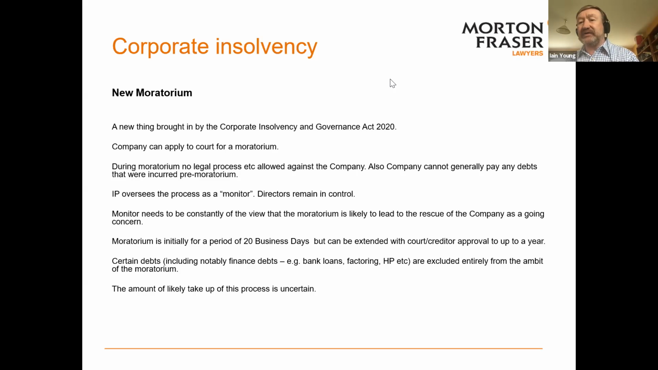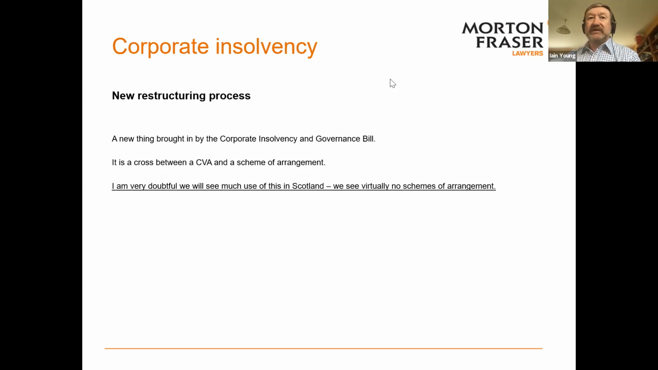And there are certain debts which are excluded entirely from the ambit of the moratorium. So bank loans, any third-party financing such as factoring, HP, operating leases, they're all excluded. So people who have made those sorts of debt facilities available can still enforce those facilities, and they can collect rent, they can collect interest, they can call in the debts. We don't know yet, because this is so early, what the amount of likely take-up of this process is going to be. So that's the moratorium, and as I say, it's a bit of a cross between a CVA and a scheme of arrangement. So moving on, and then I think we'll move on to the next slide as well.